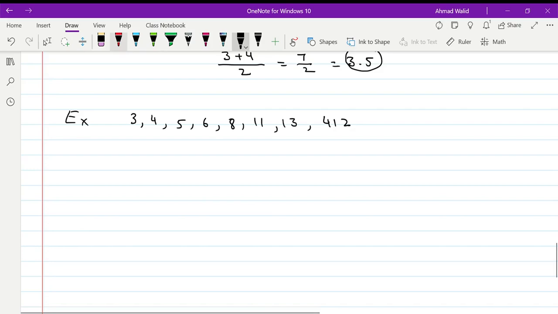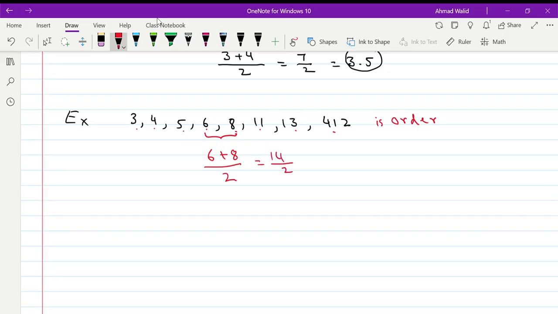Let's count: 1, 2, 3, 4, 5, 6, 7, 8. It's even, so I'll add the two middle numbers. But remember, my data set must be in order. It's already in order. If it's not in order, please order it first. The two middle numbers are 6 and 8. I will add them and divide by 2, which gives me 14 divided by 2, which is 7. You see, the median is 7.